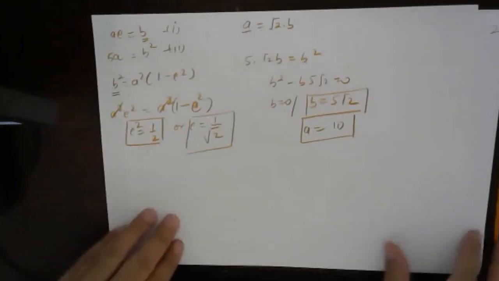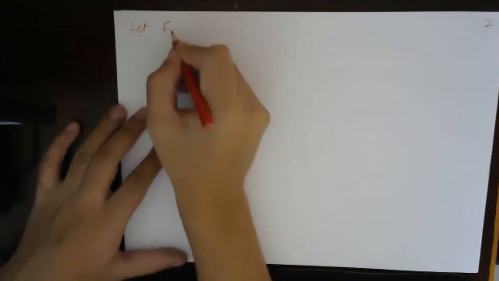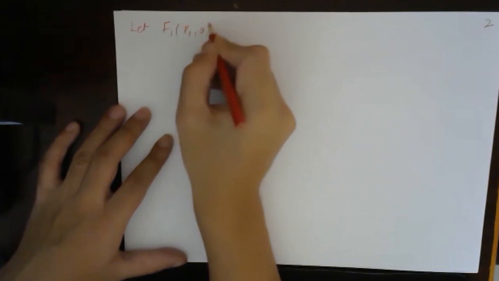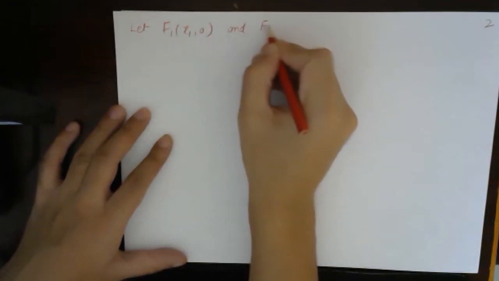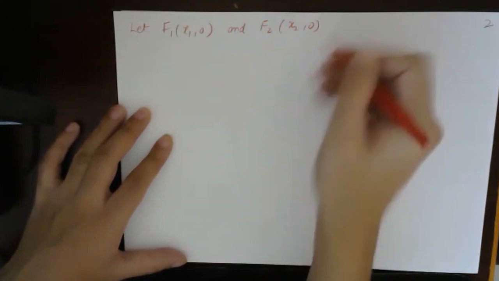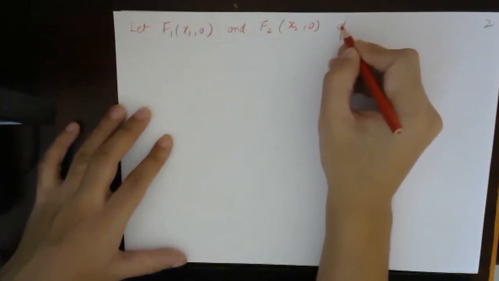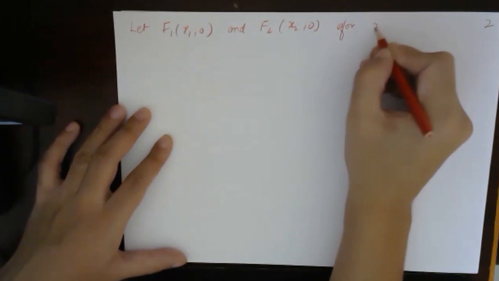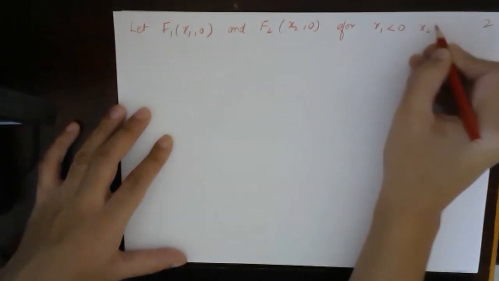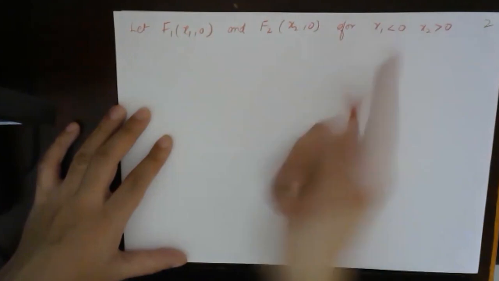Okay, let's see. 2016 Advanced. Let's do a question from 2016 Advanced, and let's see how difficult or how easy they will ask. Okay, let's try. So they have given, let F1 (x1, 0) and F2 (x2, 0) for x1 less than 0 and x2 greater than 0, already given.